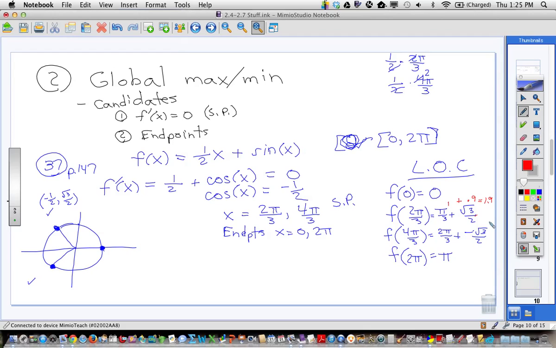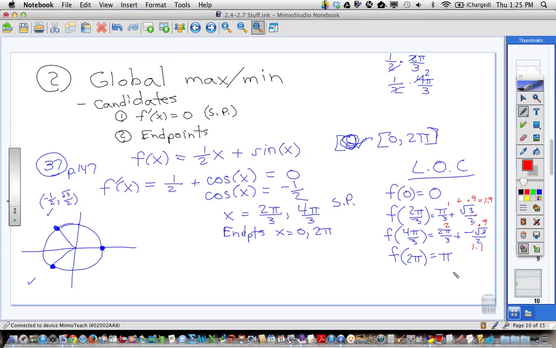Otherwise it'd be a calculator problem. But yeah, you might have to do this. 2 pi thirds, so 2 pi is about 6. 6 divided by 3 is about 2. We said this was about 0.9, but it's negative. So 2 take away 0.9 is about 1.1, right? And then pi, of course, is about 3.